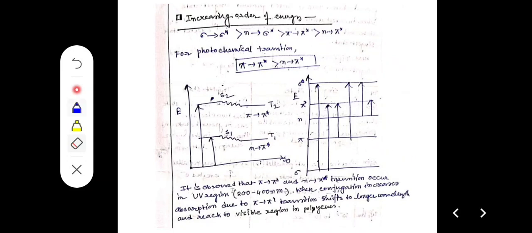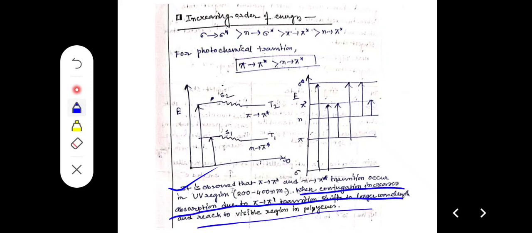So it is observed that pi to pi star and n to pi star transitions occur in the UV region, that is 200 to 400 nanometer. When conjugation increases, absorption due to the pi to pi star transition shifts to longer wavelength, meaning the visible wavelength. When only pi to pi star and n to pi star are exhibited, the region is 200 to 400 nanometer, in the UV region, so we cannot see any color of the molecule.